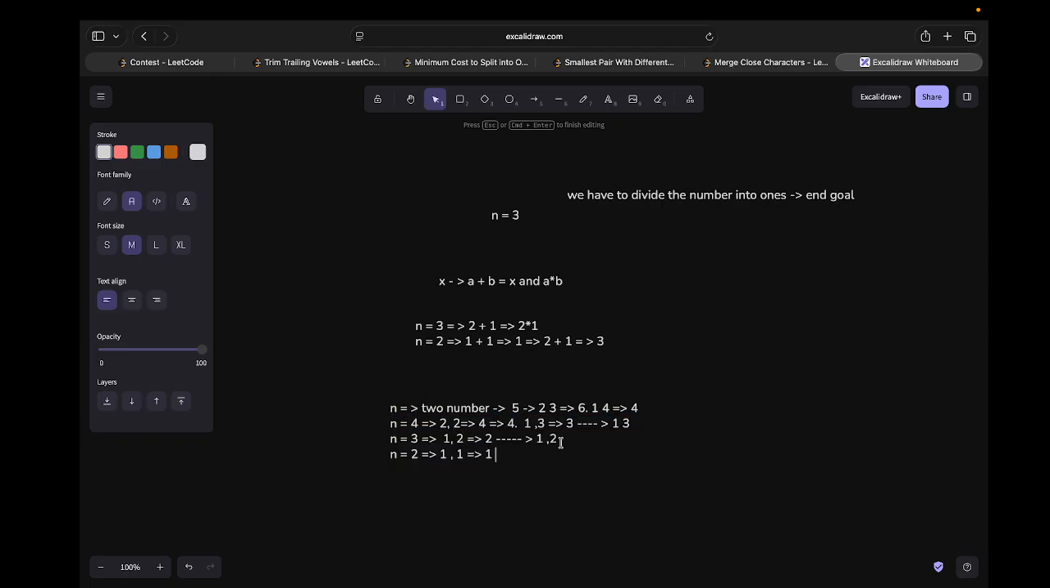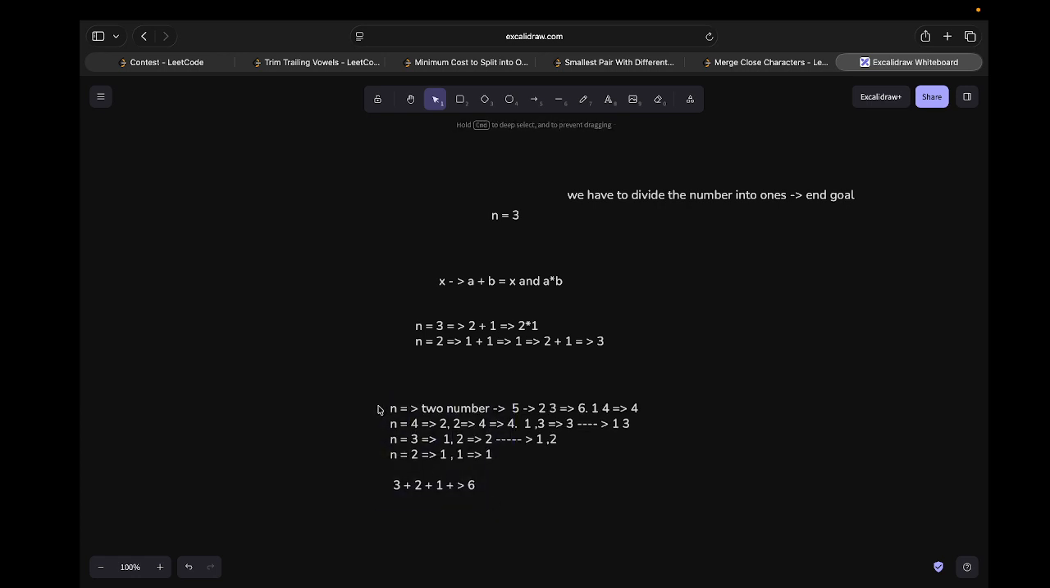And if you calculate this cost, from the first we got a cost of 3, from the second we got a cost of 2, and from the third we also got a cost of 1. So if we calculate the summation, this is going to be 6. So this is what we have to achieve over here at every point of time.